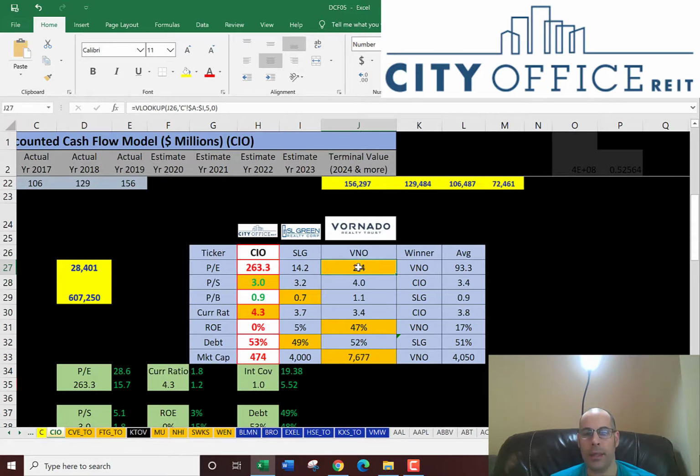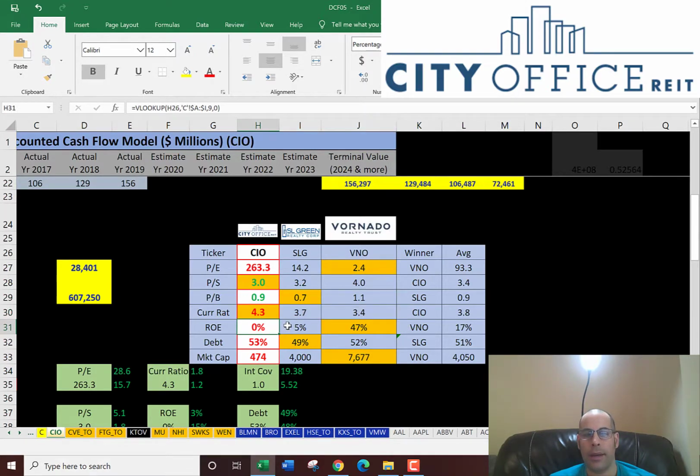So VNO has the best PE ratio, 2.4. SLG is not bad at all, at 14.2, but of course CIO is way over the top. Price to sales, CIO is the best, but it's a fairly tight range with the 3 companies. All the companies have a good price to book ratio. All the companies have a fine current ratio.